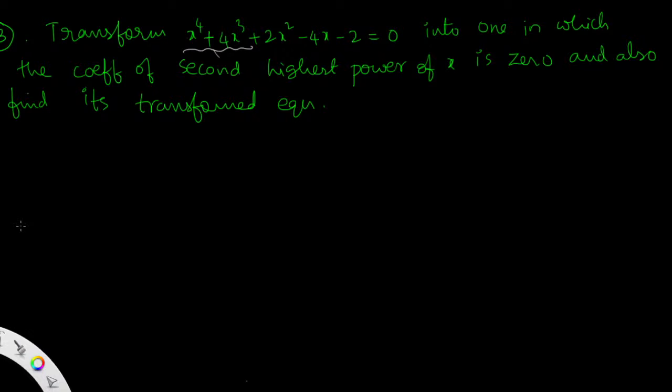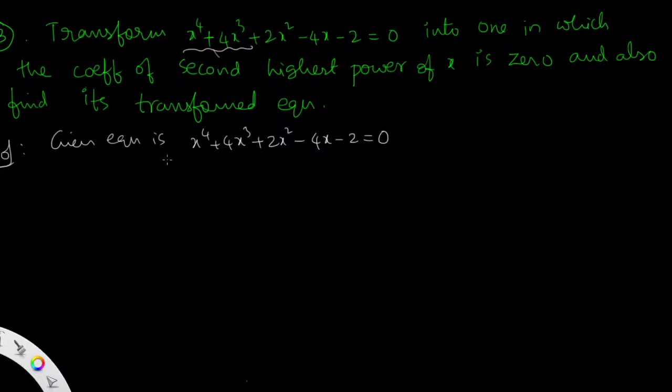Given equation first you write. So the given equation is x to the power of 4 plus 4x cube plus 2x square minus 4x minus 2 equal to 0, in which the coefficient of the highest term of x is 1. This means for a cubic equation, the square term should be eliminated. If there is a fifth power, the fourth term should become 0. So that is the transformed equation.